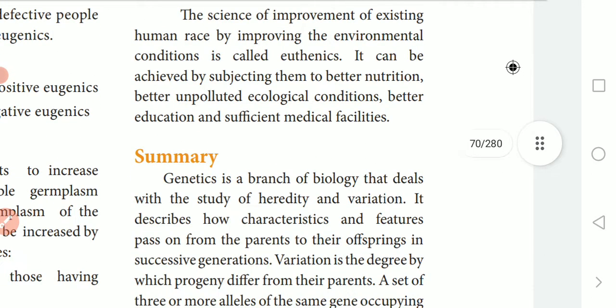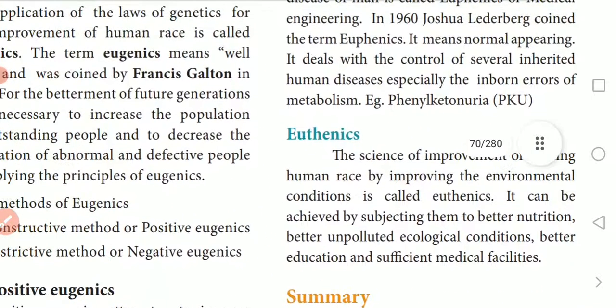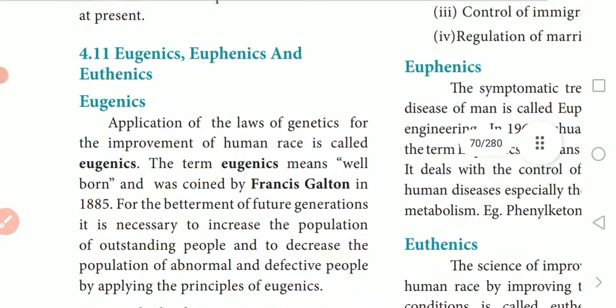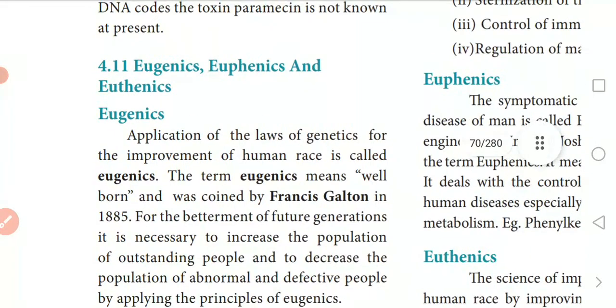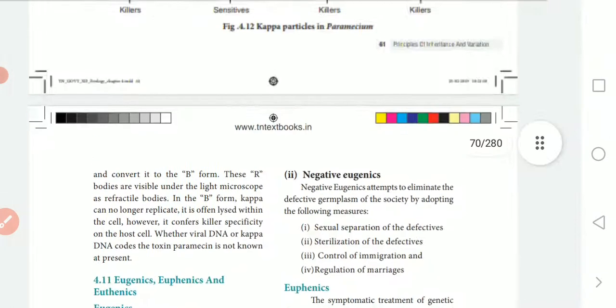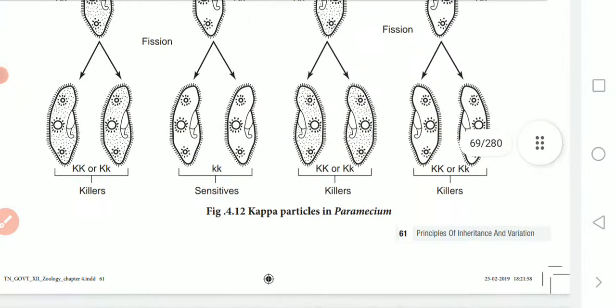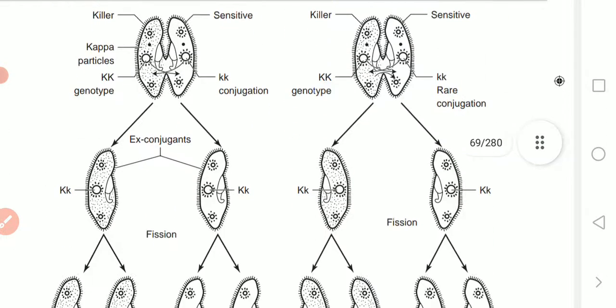Then afterwards, negative eugenics is the attempt to eliminate defective germplasms in society by adopting the following measures. If any wrong persons are produced in society, from those persons we can prevent the young ones. That is called negative eugenics. Sexual separation of defectives, sterilization of defectives, control of immigration, and regulation of marriage.